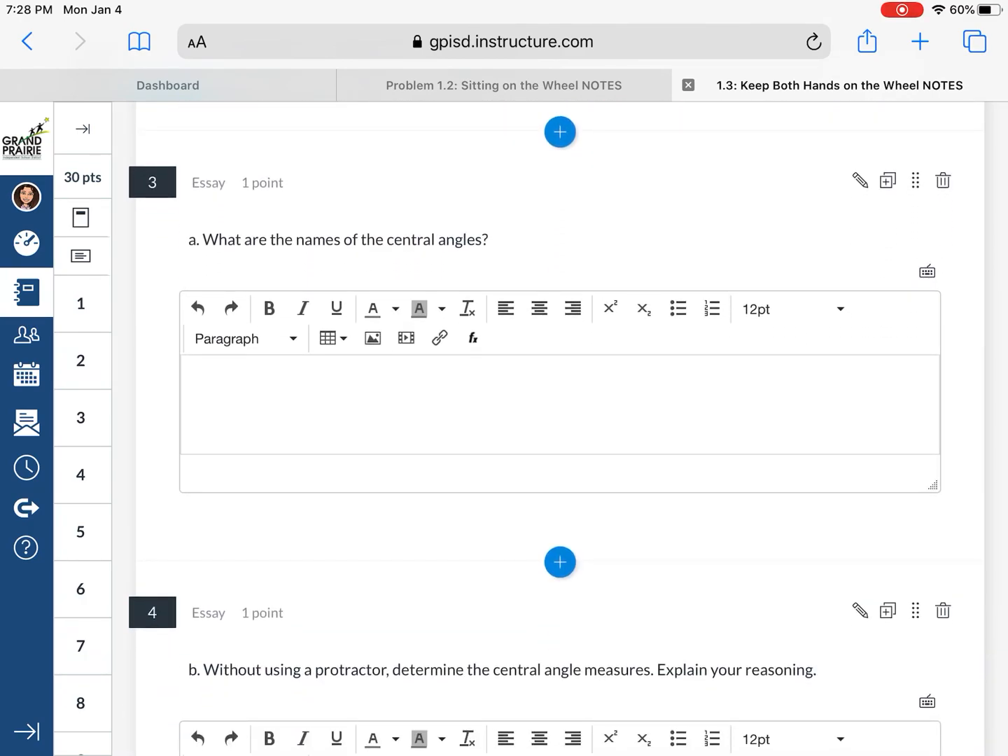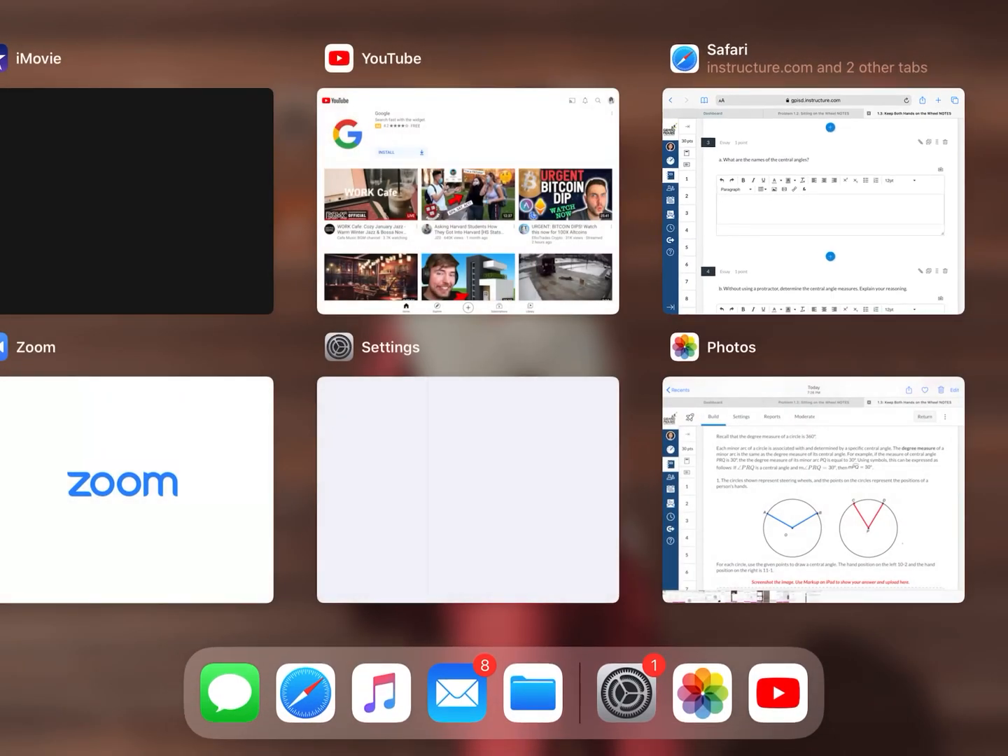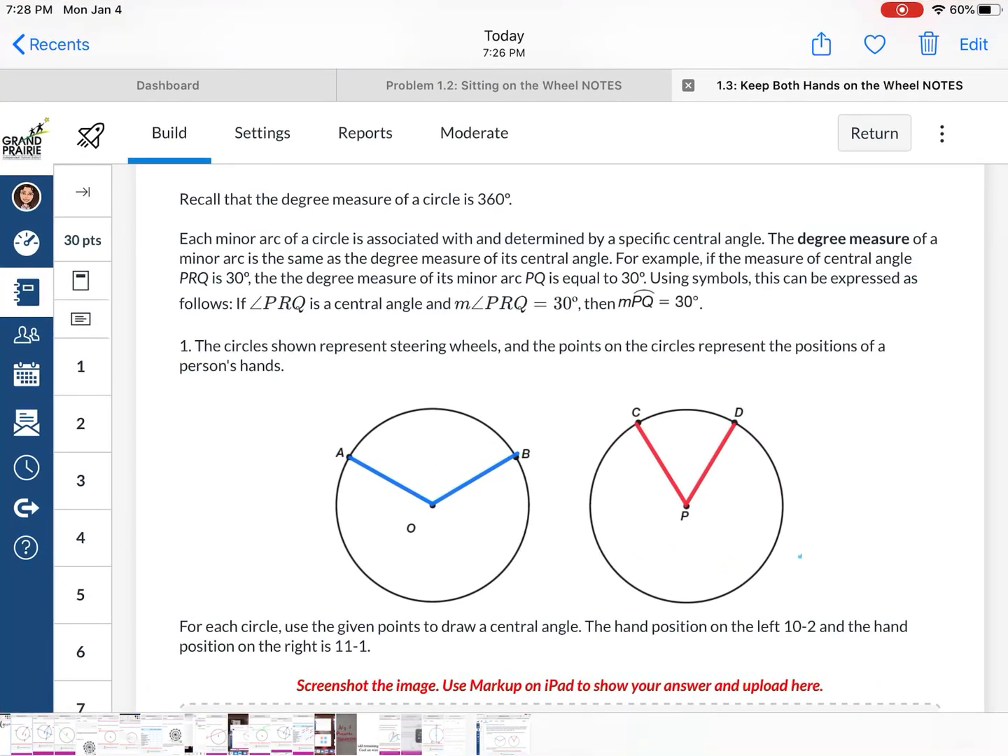So, what are the names of these central angles? Remember, we name all angles with 3 letters: the 2 letters on the circle and the vertex. So for the first one, what do you think we would name the blue one? If you said angle AOB, that is correct. So you can go ahead and type that in. And based on that, I think you can figure out the red one.